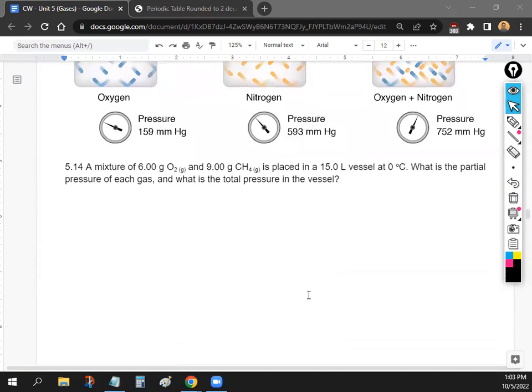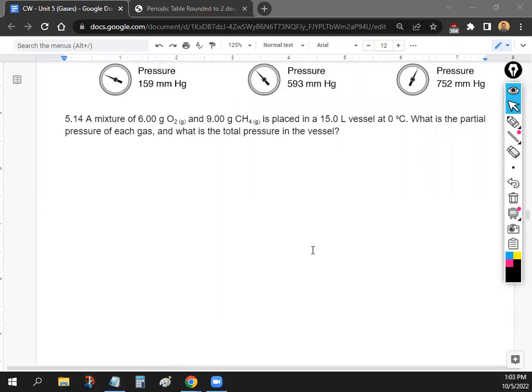Alrighty. Anyway, with that being said, let me show you guys how to use this in a problem. So let's look at 5.14. Now, 5.14, I'm going to draw a picture because I'm an amazing artist and I want to flex my skills.